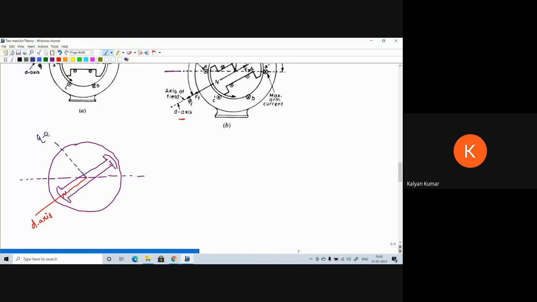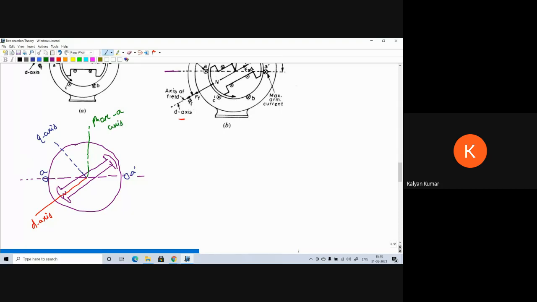This is the Q axis, but the conductors, that is A and A dash, are not moved. They are on the stator, so they still remain there itself. Therefore, the phase A axis will always be perpendicular to A dash, phase A axis. So this is the phase A axis.